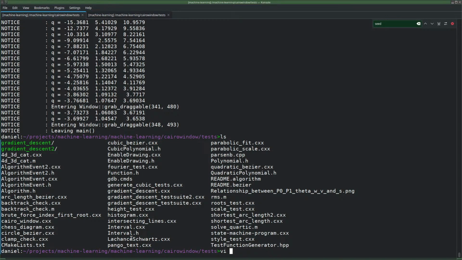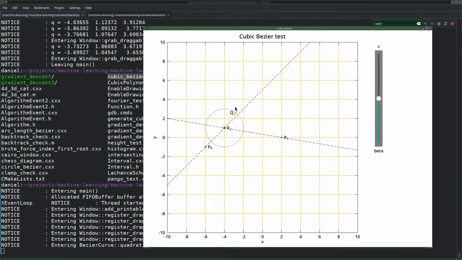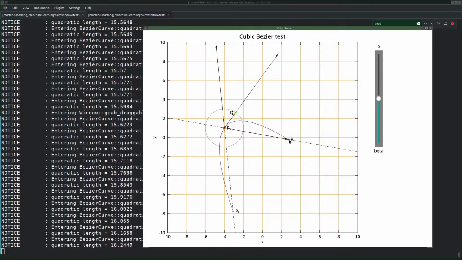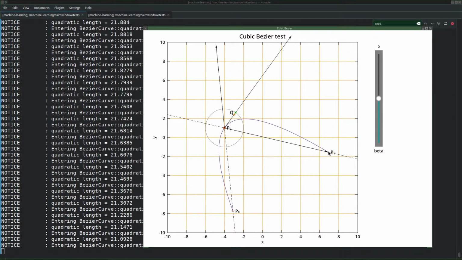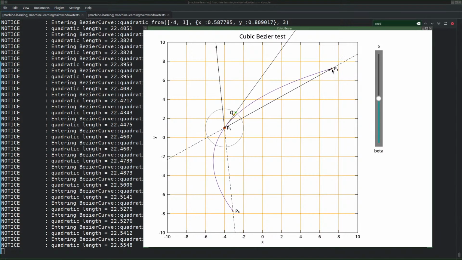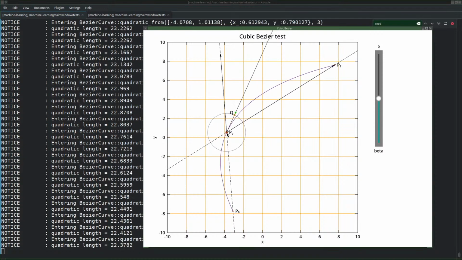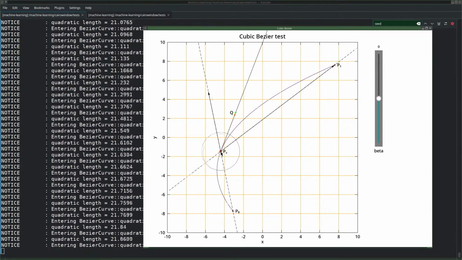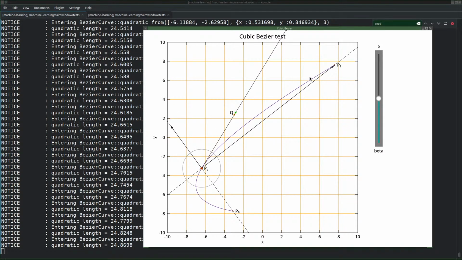I'm a bit confused. Let's run this one. So it's definitely a cubic Bezier. Also looks like a parabola, to be honest. Not really. No, it's not a... This is not a cubic, is it? Or is it? Damn it. Sorry, I mean a parabola. So third degree Bezier, really a rotated parabola?